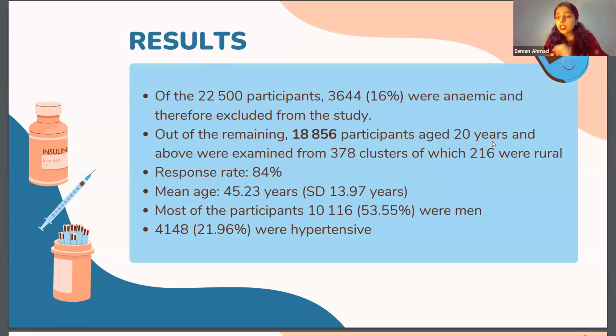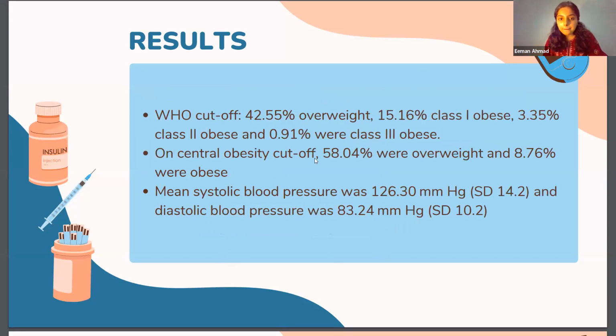All of these participants were aged 20 and above, and the response rate was 84%. The median age was 45.23. Most of the participants were men, although this number is 53.55%, so I think we can say that half were men and half were women. 21.96% were hypertensive. Okay. And we did see that 42.55% were overweight according to the WHO cutoff. That is a very large number.